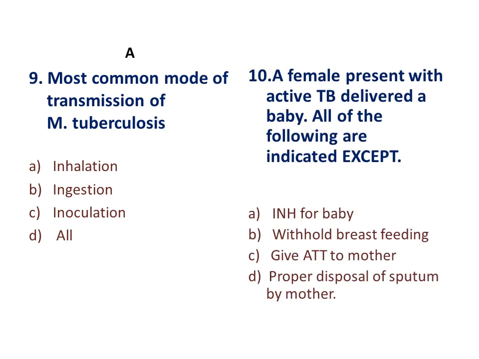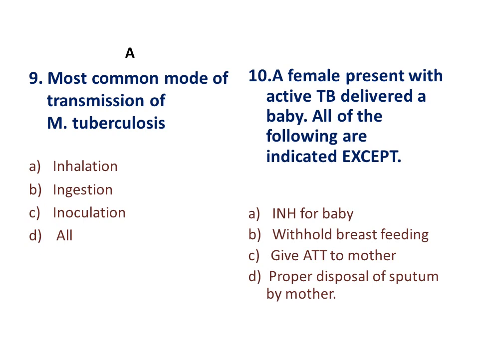And the 10th question is, a female presenting with active TB delivered a baby. Meaning the mother is suffering with active tuberculosis but delivered a baby. All of the following are indicated except. That means which of the following is not to be indicated? A. INH for the baby. Yes, INH always has to be given to the baby.